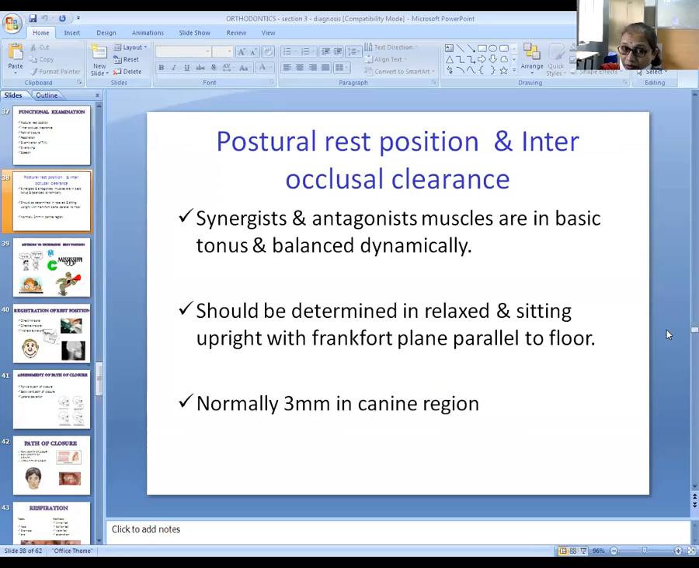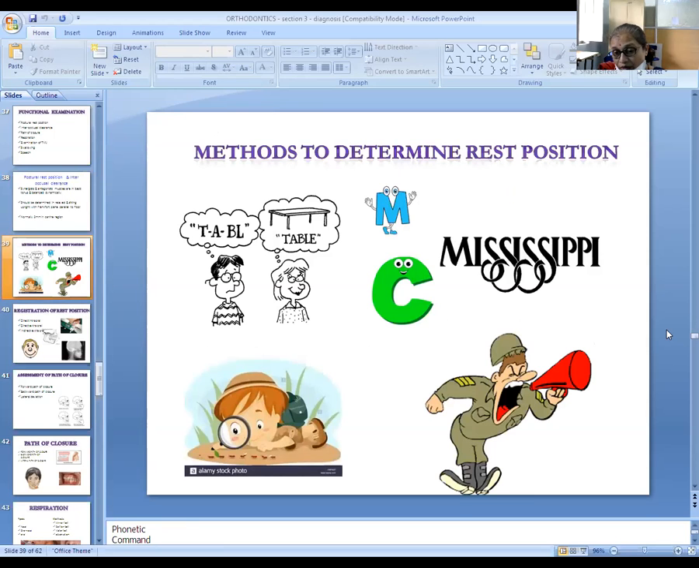So, what is the rest position? It is the position where all the muscles of your mandible, the closing and elevating muscles, are in rest position, with the mandible closed. So how do you record the rest position? There are phonetic, command and non-command methods. These are methods to make the patient relax and record the interocclusal clearance at the rest position of the mandible.